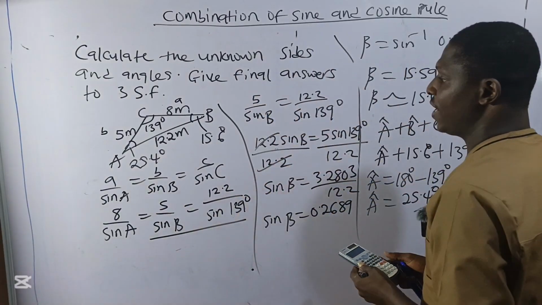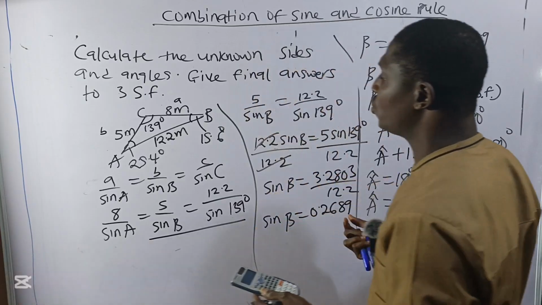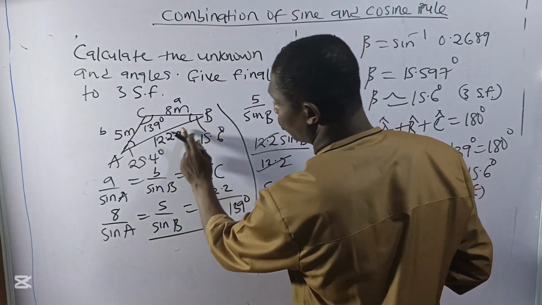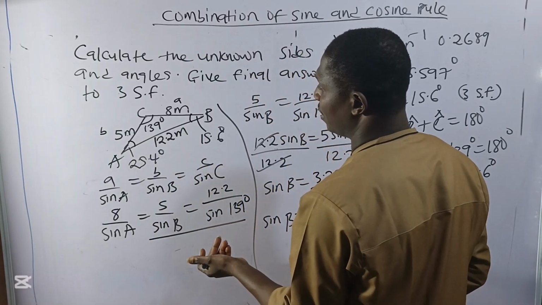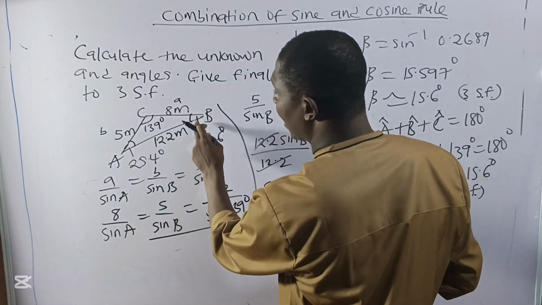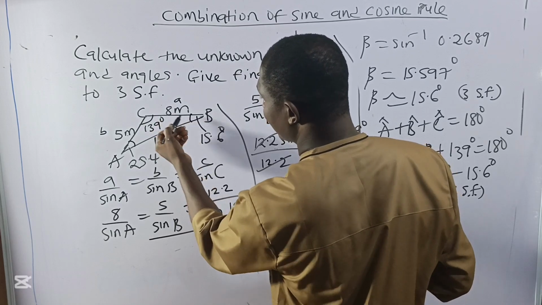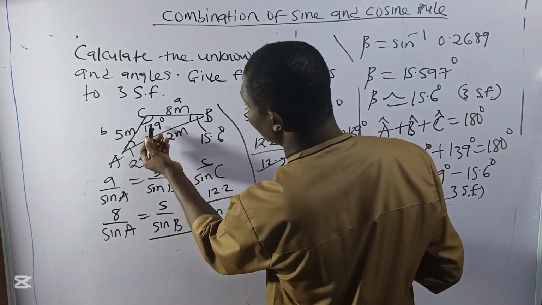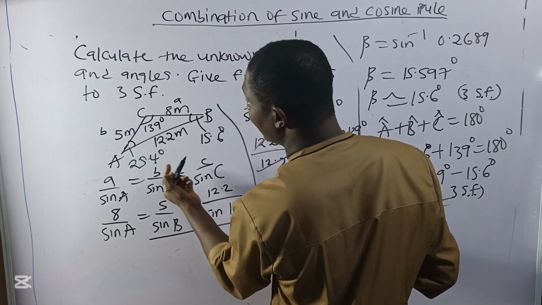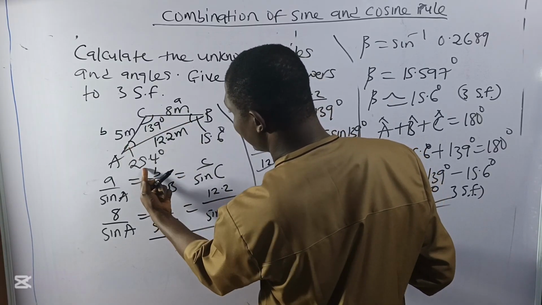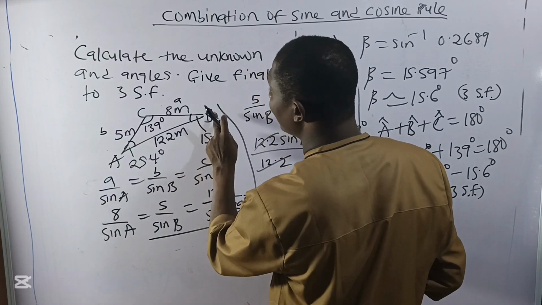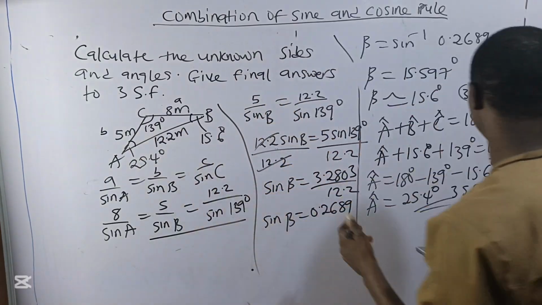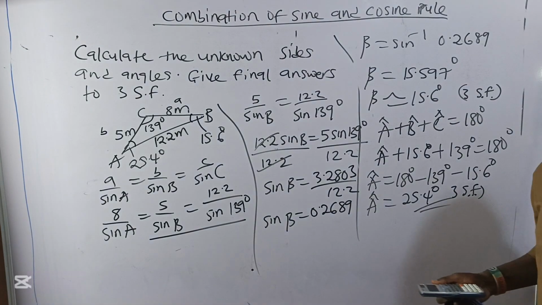So my A is 25.4 degrees. If you sum up the three angles, you're going to have 180 degrees. And the biggest angle here you can see is angle C. Next, angle A: CB in length is bigger than AC in length, and the angle facing CB, which is angle A, is 25.4 degrees, also bigger than the angle facing AC, which is 15.6 degrees. So the solution is absolutely correct. Thank you.